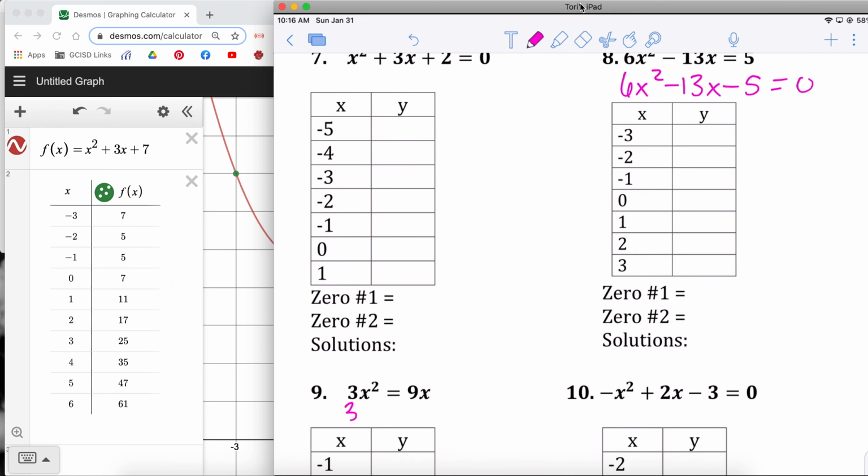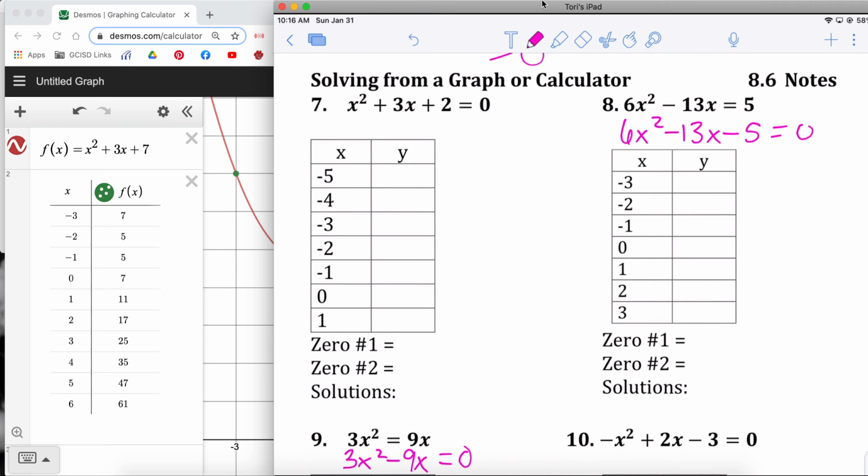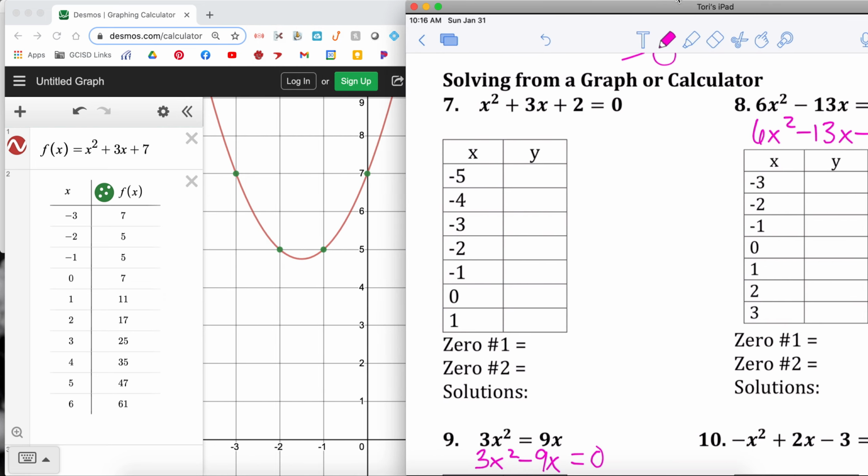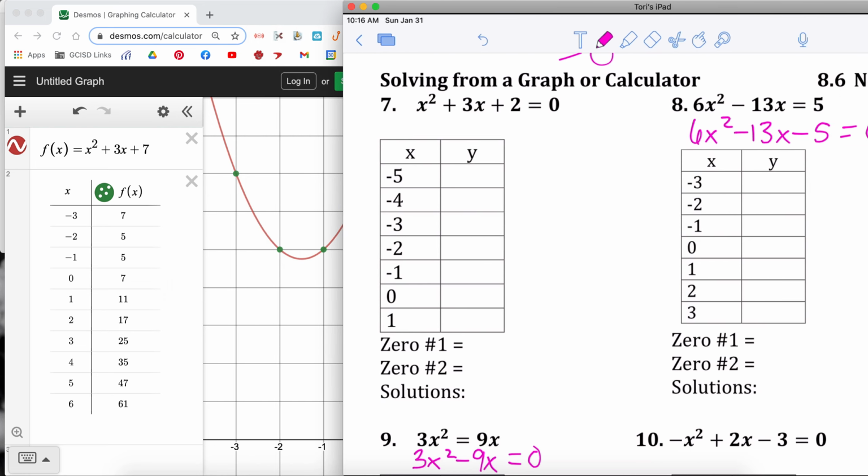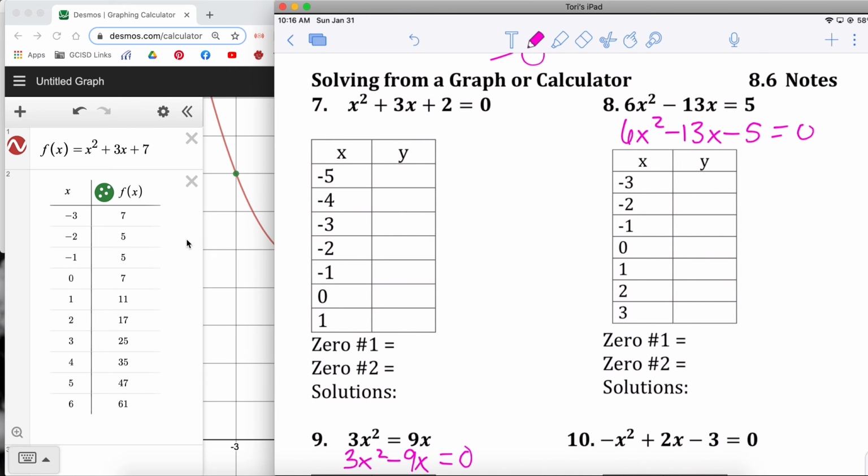Number 9, 3x squared minus 9x equals 0. And number 10 is already done. All right, I want to show you how to fill out the table. You've already kind of seen it on the calculator, but we're going to go through that anyways. All right, so moving him back over here. I don't really need the graph on this problem, okay? So I'm going to leave this screen here and just kind of bounce back and forth.